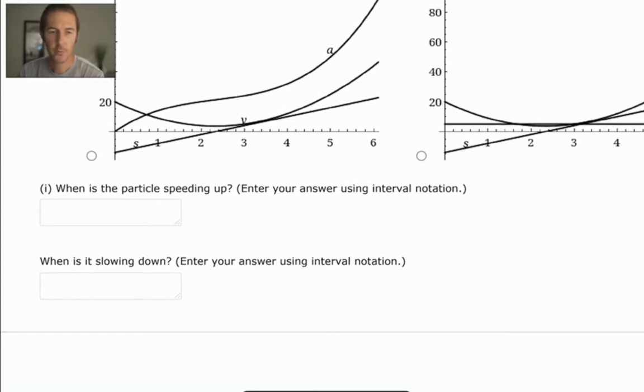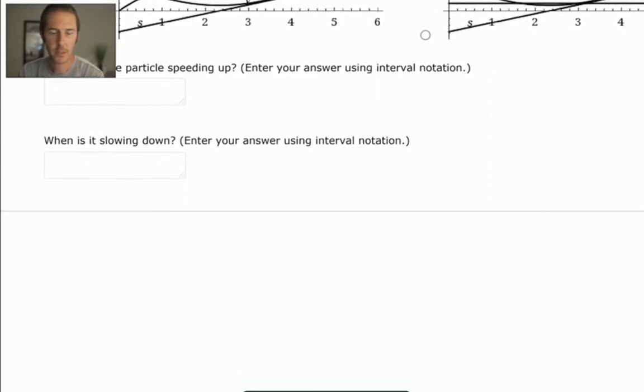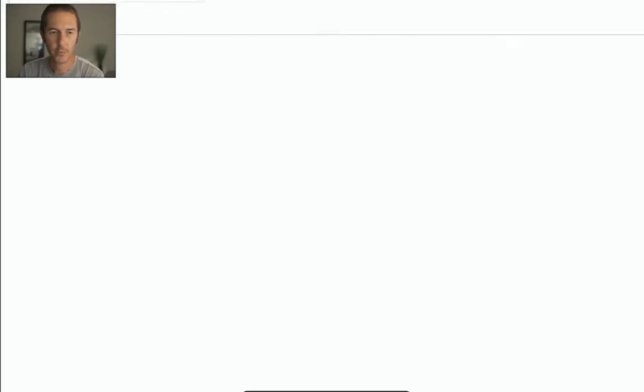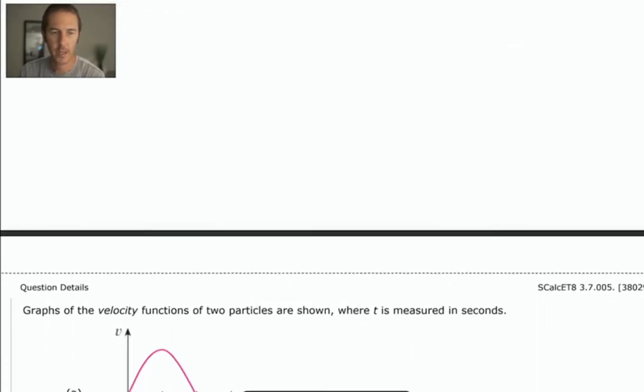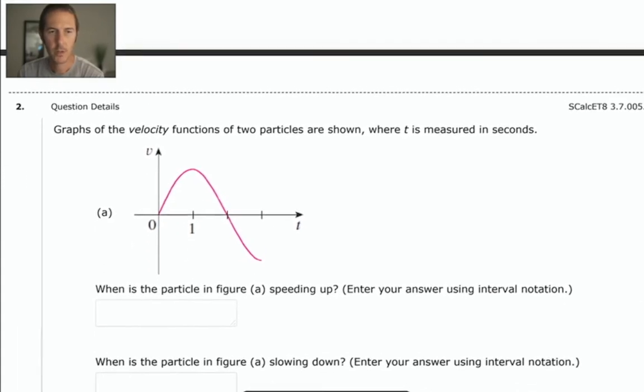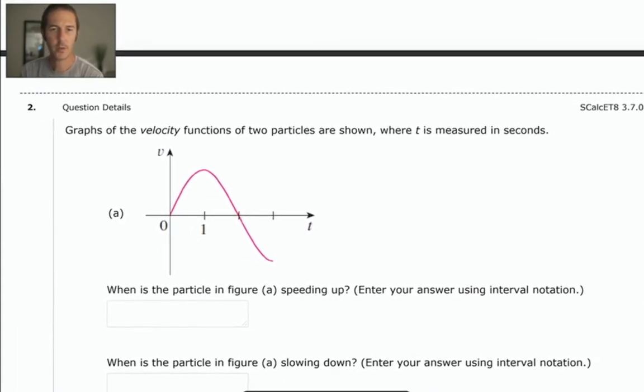When is the particle speeding up? When is it slowing down? We've talked about that already. Velocity and acceleration either both need to be positive or both need to be negative. You're answering using interval notation. And then here is a separate question. This is question number 2 in my homework assignment.